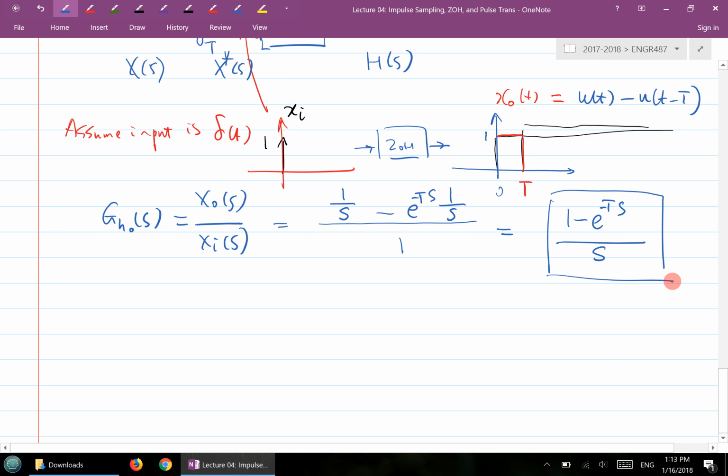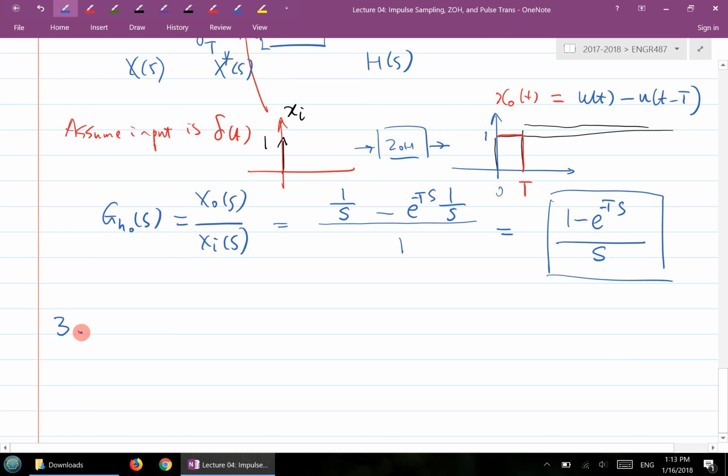In the future, this is essentially all you need to remember. So this is the expression representing a zero order hold block. So that is the zero order hold here, right? That's the zero order hold.